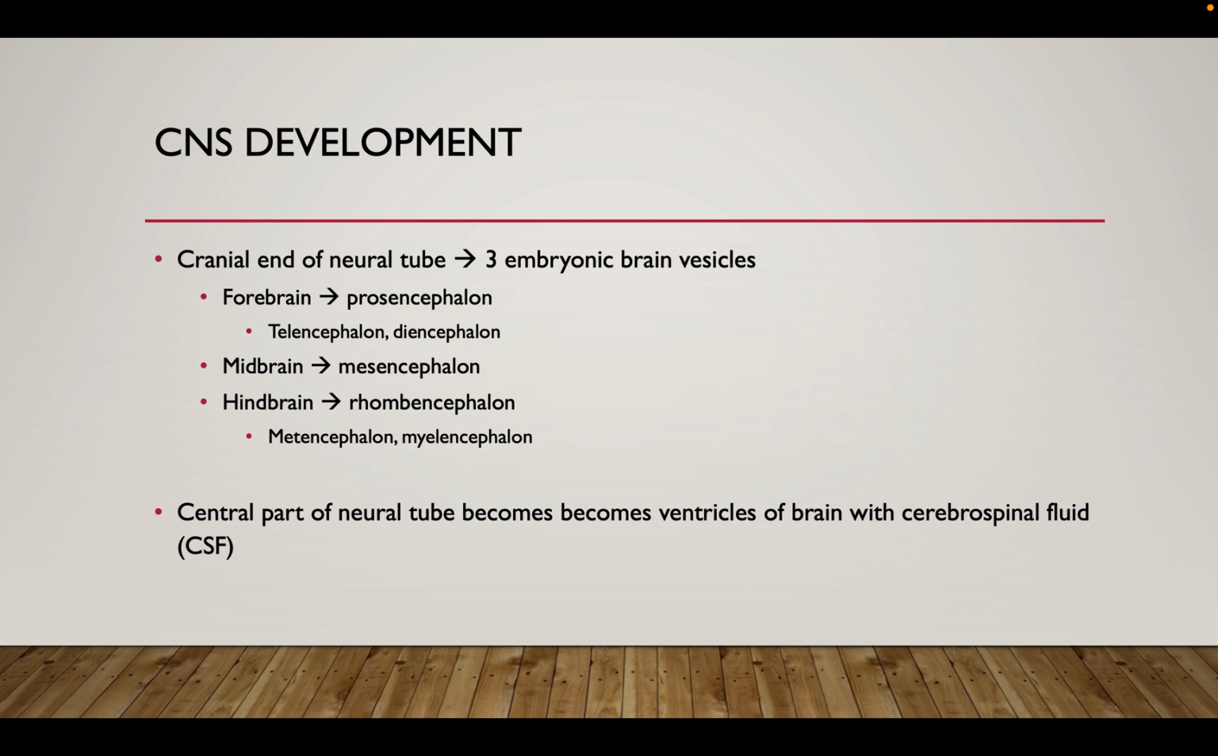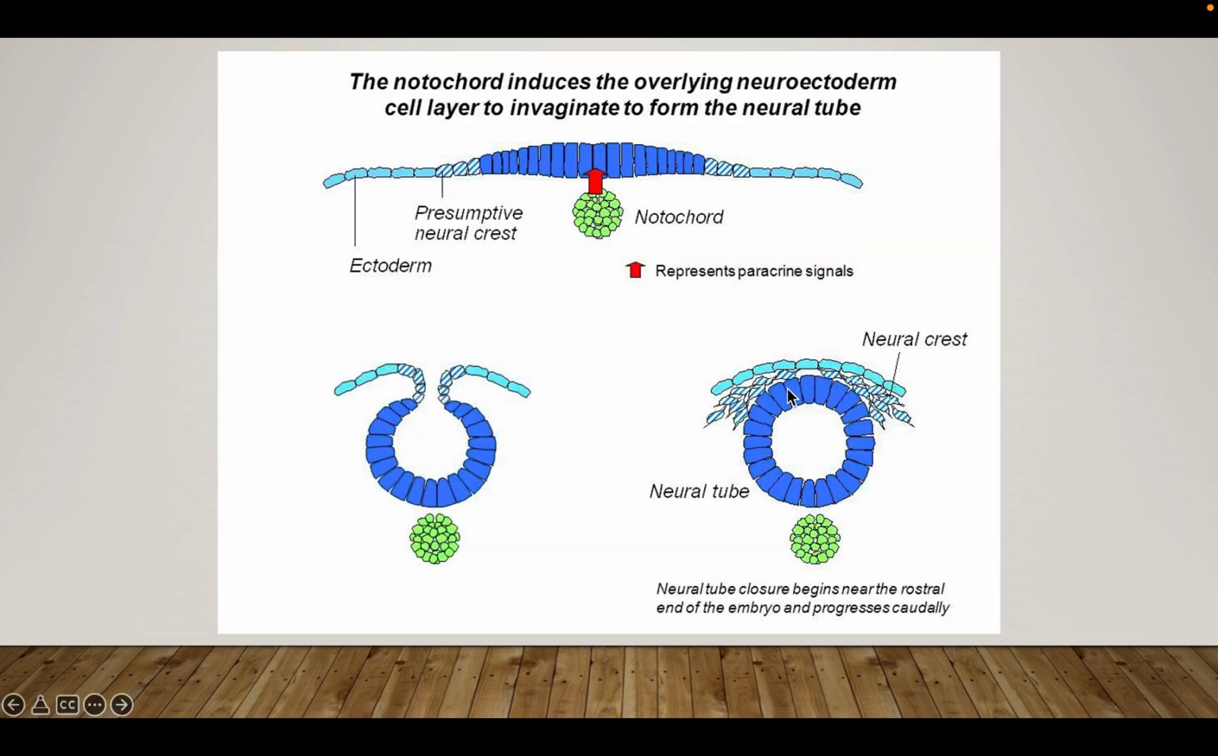And so this is what we see, these primary three brain vesicles. You see this in the embryo, and then as the embryo continues to develop and mature, you see differentiation of some of these vesicles into further components.